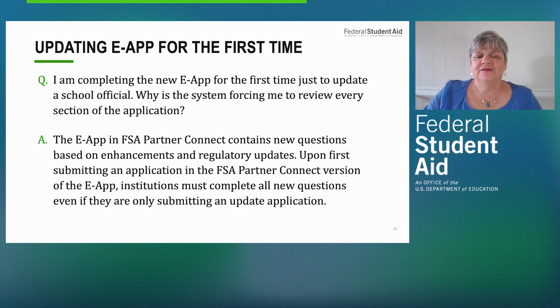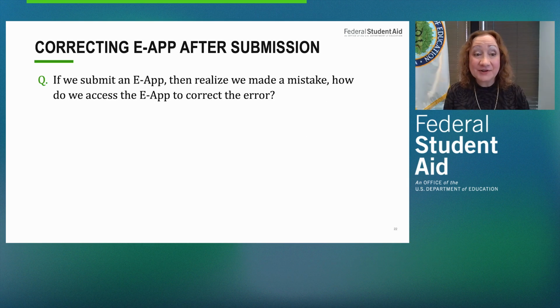And remember, there is something positive about doing the extra work now. When your recertification application comes due, you will begin the process with a complete EAP, and you'll only need to update information that has changed. All right, here's a good question. If we submit an EAP, then realize we made a mistake, how do we access the EAP to correct the error?